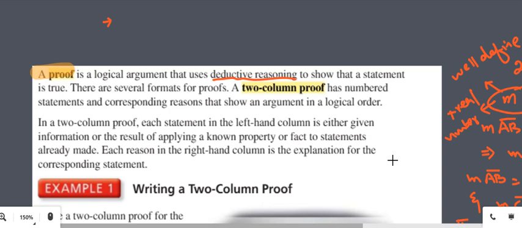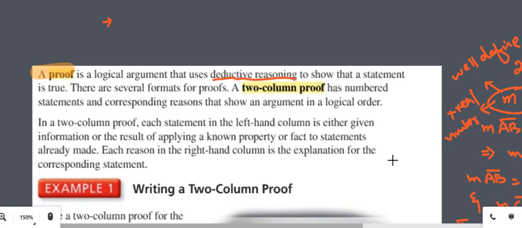Deductive reasoning is the reasoning in which we are given a general statement and we get a particular statement. And in inductive reasoning, we will find some particular examples, and from those particular examples, we will try to get a generalized statement. Okay, that is inductive reasoning.